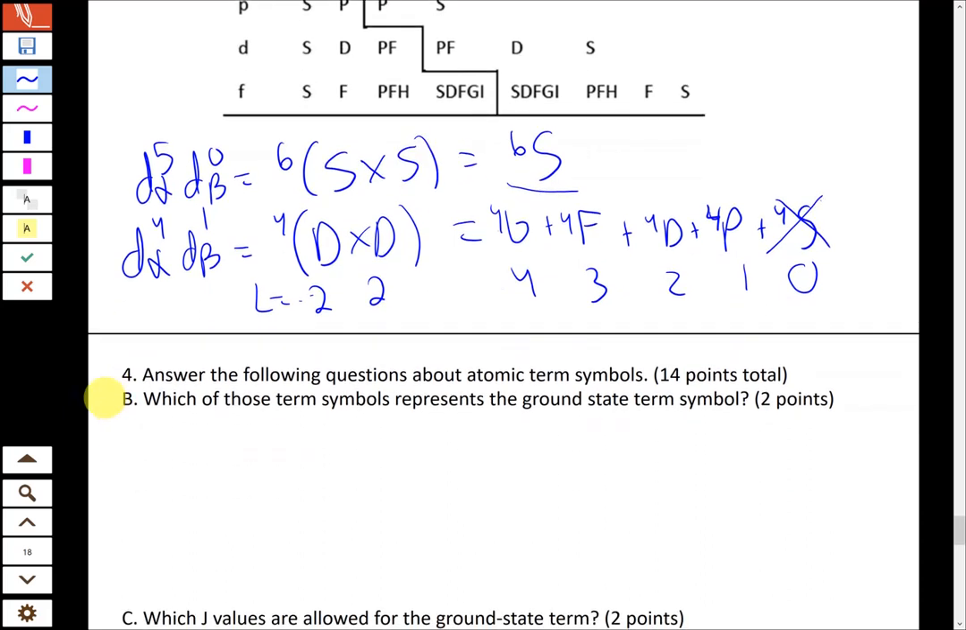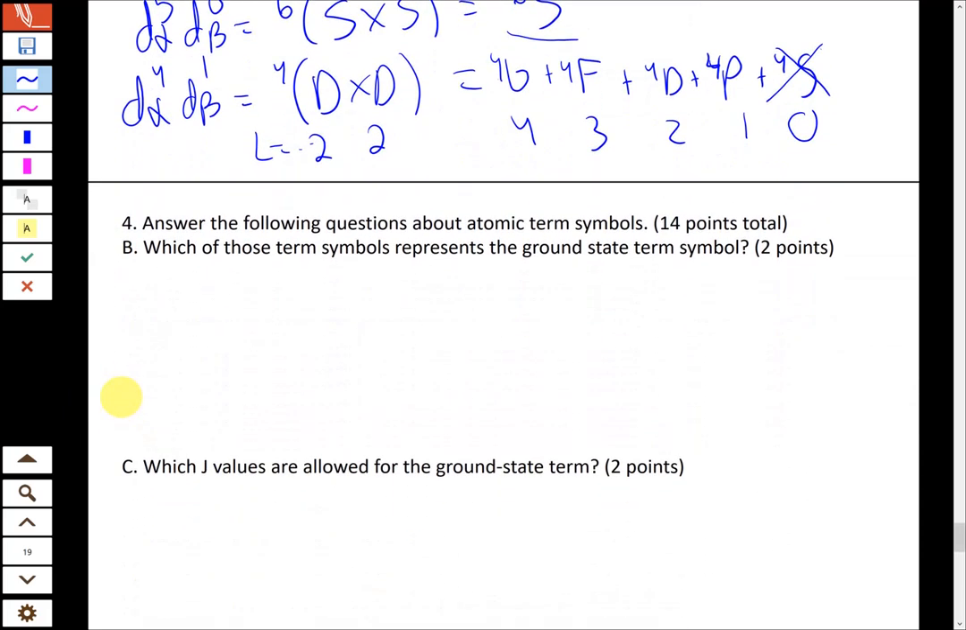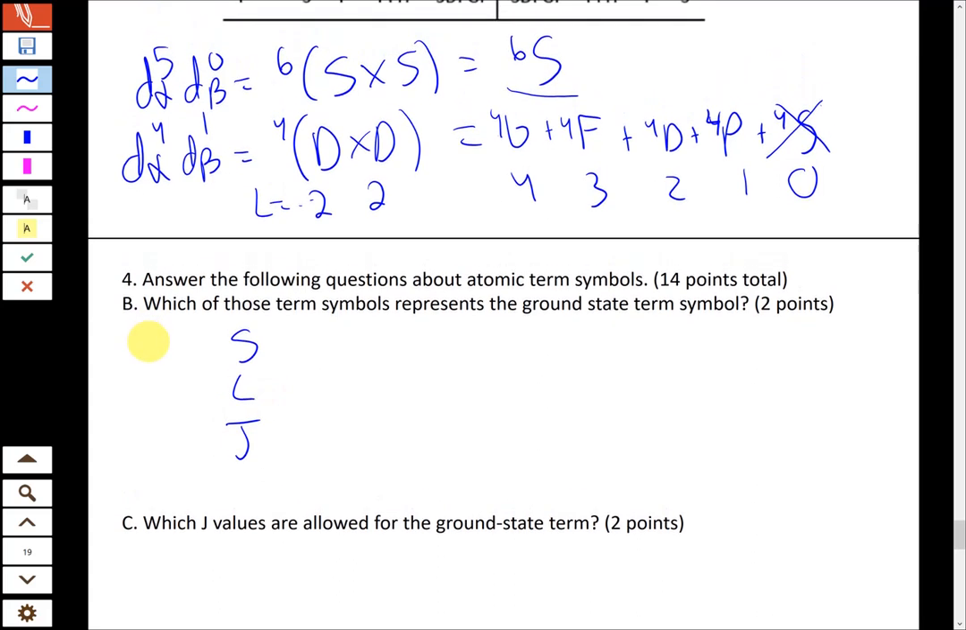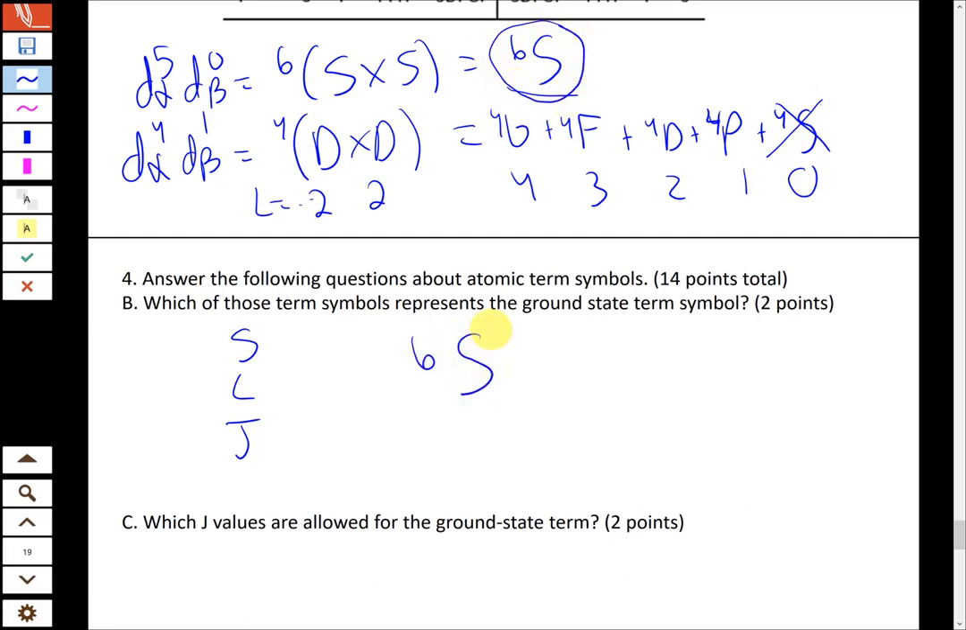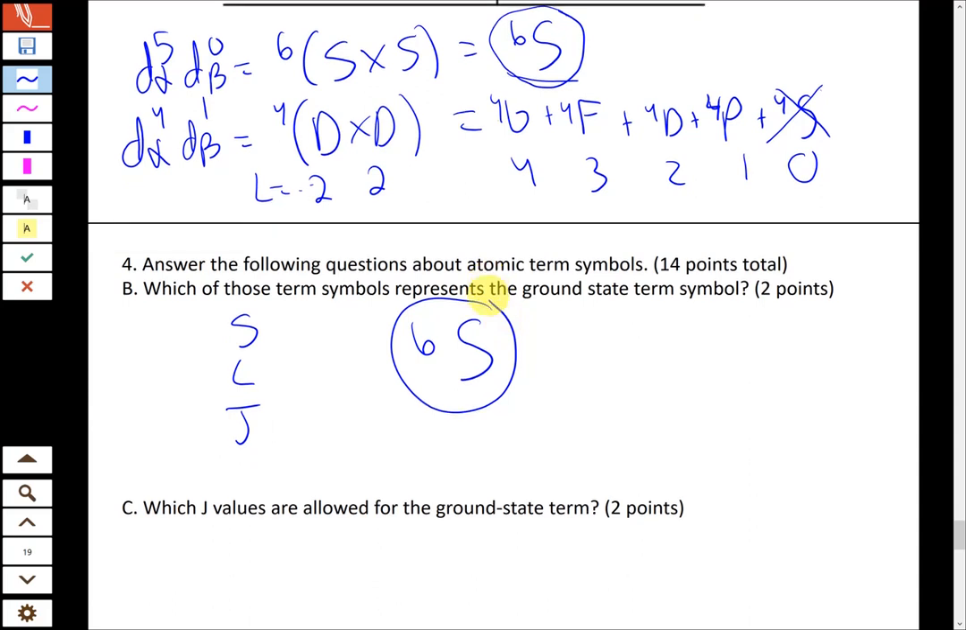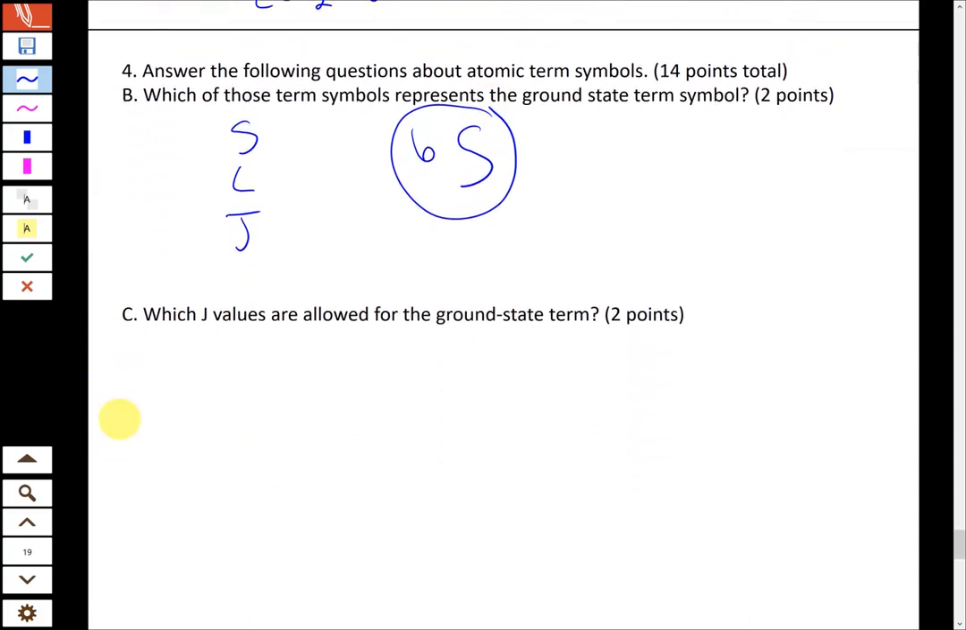All right, and then the next one is same system. Which of those represents the ground state term symbol? Remember, we do S first, then L, then J. We didn't really even consider J values here. First we look for the terms that have the highest spin. Well, there's only one term that has the highest spin multiplicity, which is our sextet S. That has to be the ground state. We don't have to compare L values in this case because there's only one L value for the high spin term.